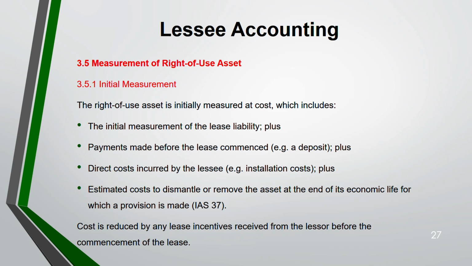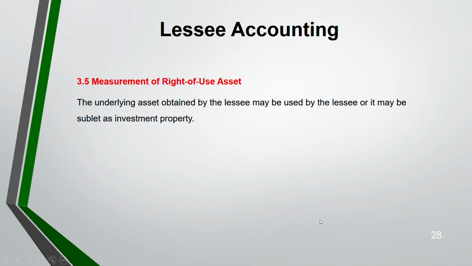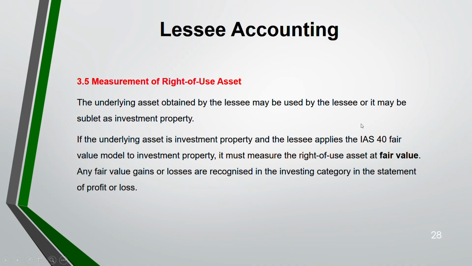So the cost is reduced by any lease incentive received from the lessor by the lessee. So if you have received anything from the lessor before the commencement of the lease, before the lease starts, your cost will be reduced by that lease incentive. Now remember, when you are measuring, the asset that is obtained by the lessee may be used by the lessee, or it may be sublet as an investment property, possible. So the situation differs. If you are using it, accounting is different. If you are subletting as an investment property, measurement is different.